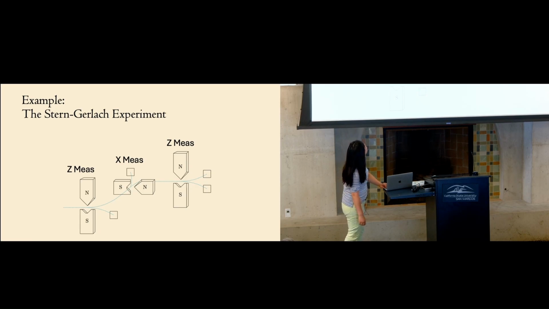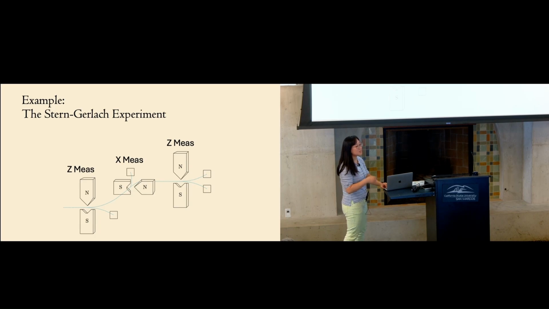So for example, look at this Stern-Gerlach measurement. I won't get into the details, but if you double a diagram, just like how if you have a state vector and you double it, then you get the density operator corresponding to that.